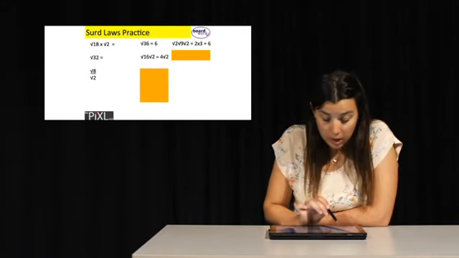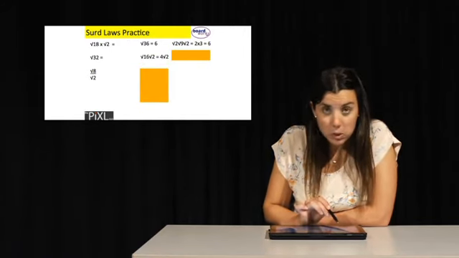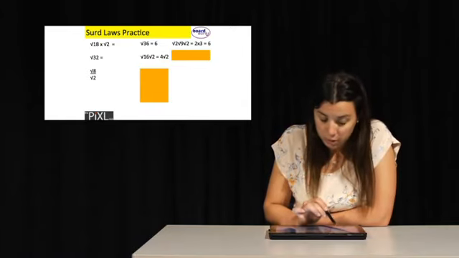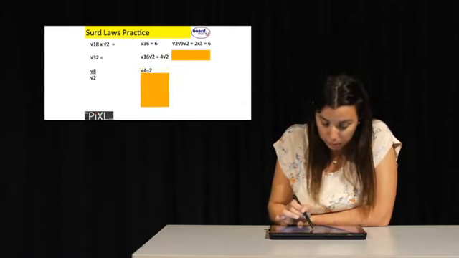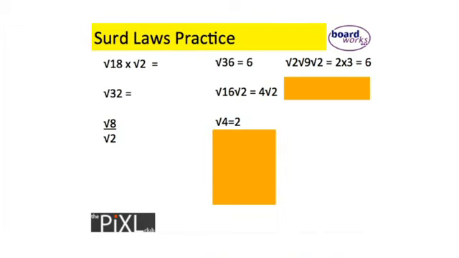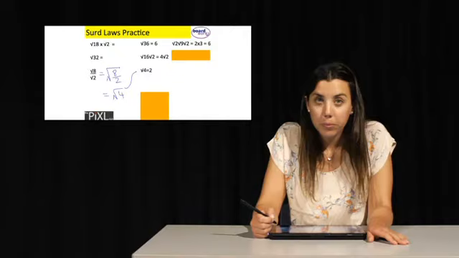Our last example here, we have the square root of 8 divided by the square root of 2. This is one of the dividing rules that we looked at. Here we have simply the square root of 4. That comes from the fact we can write this as the square root of 8 divided by 2. So here we do our division, 8 divided by 2, which is 4, which gives us the square root of 4, the square root of 4 being 2.